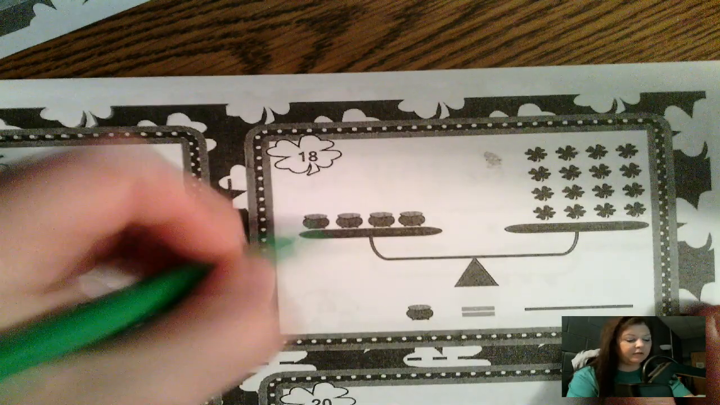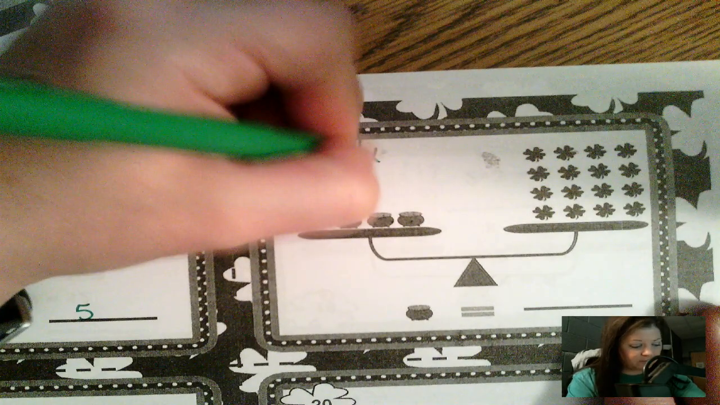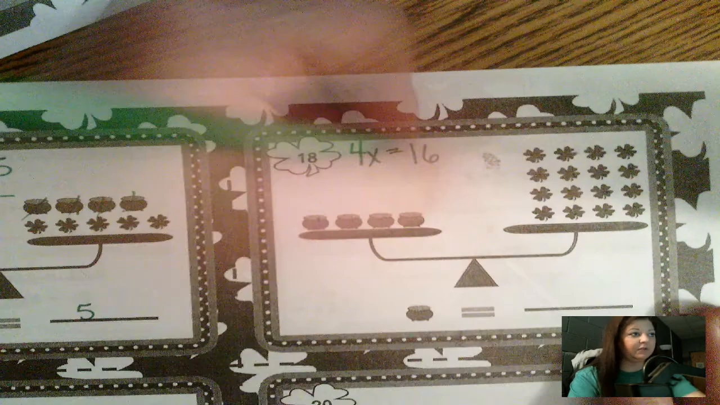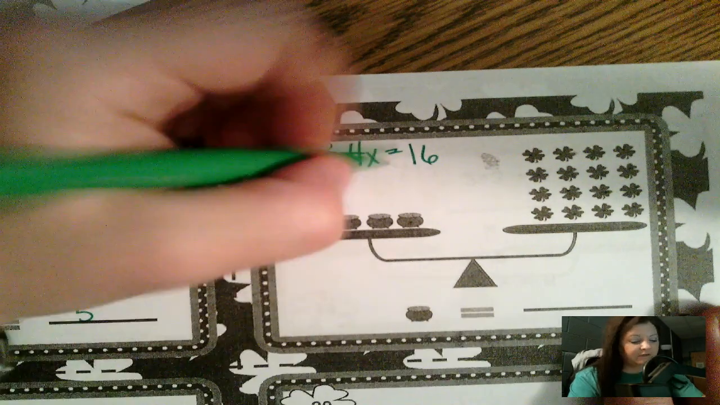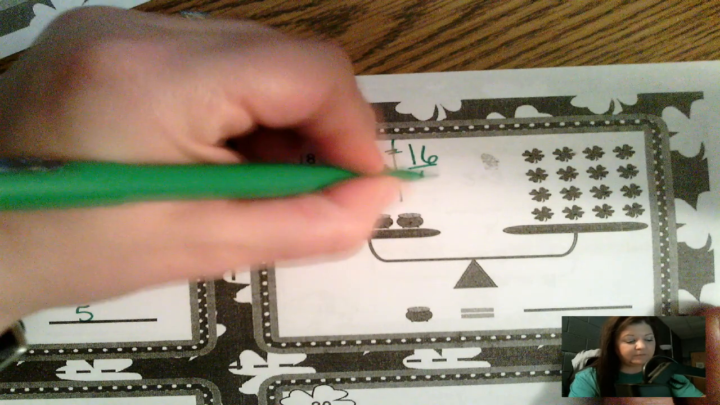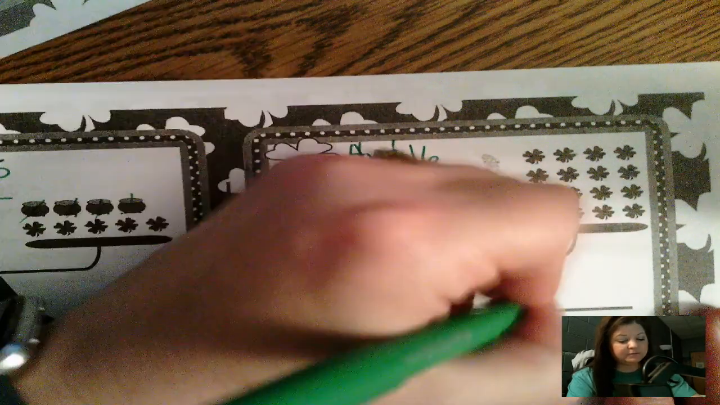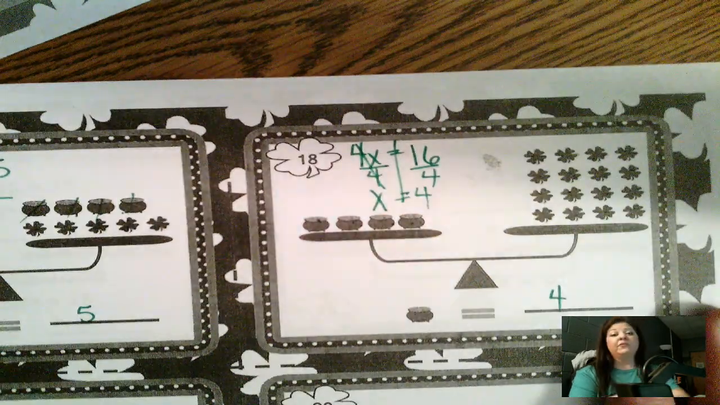Okay, number 18. We have 4 pots of gold, so 4x is equal to 16 clovers. Okay? So we're going to have to divide those clovers into pots. So we just divide by 4. And x is equal to 4. Okay? We have 4 clovers per pot on that one.